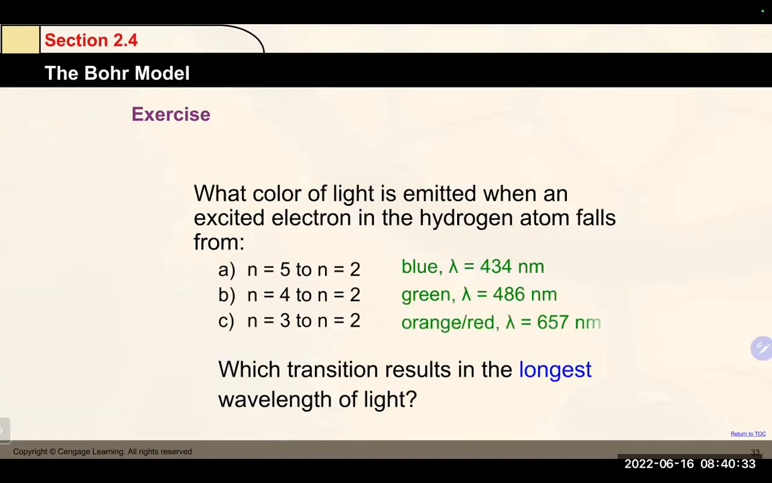There it is: blue, green, and orange. Red would work, I think. There we go.